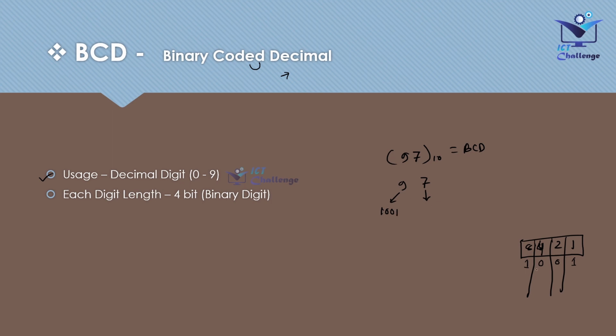Also we need the binary for 7. So 4 to 6, 6 plus 1 is 7. So we don't need this column. So the result is 0111. So ultimately the result is 1001 and 0111.